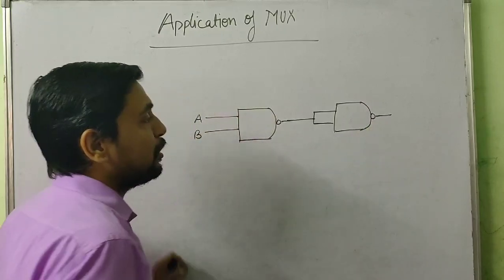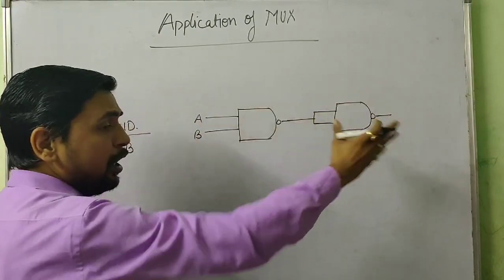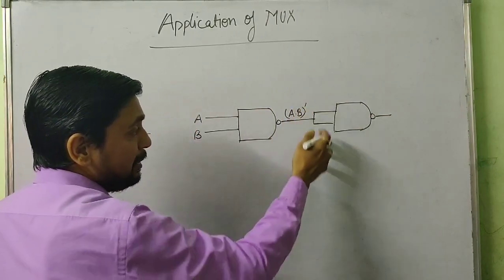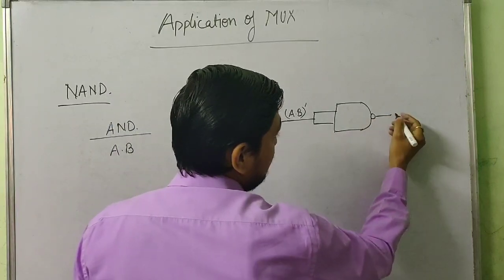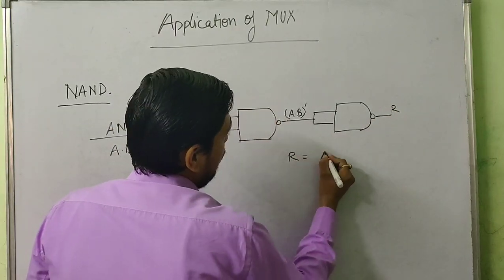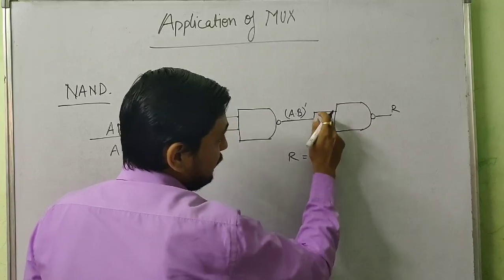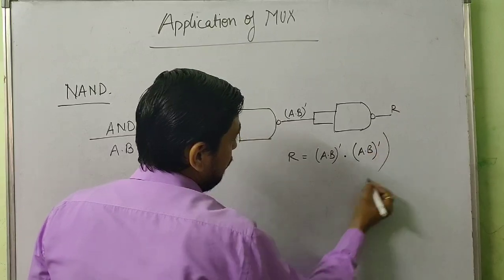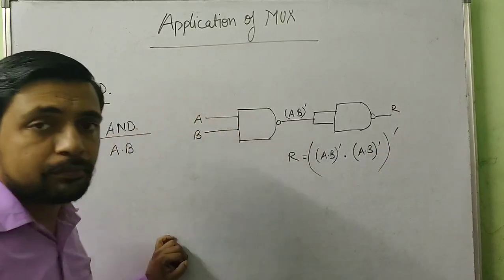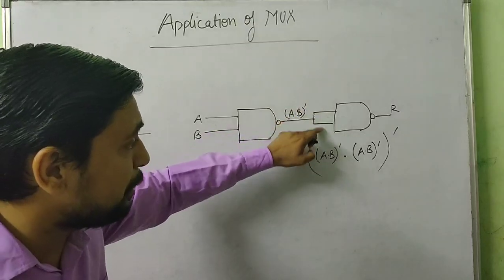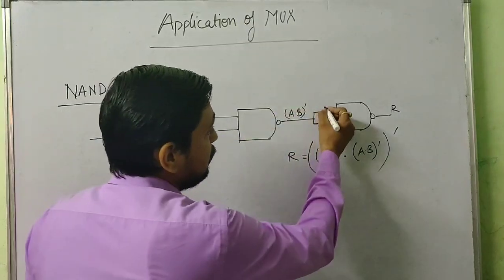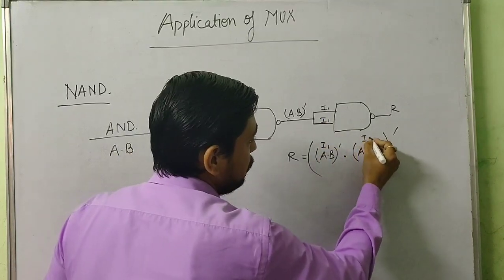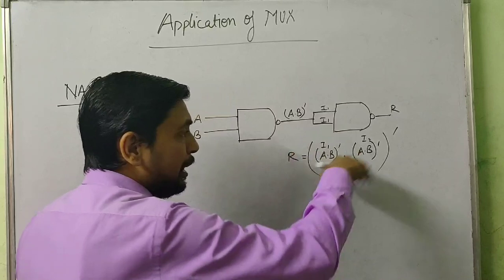Now let's see what is the result of this NAND gate, or the whole combinational circuit. So this is A and B whole complement. We are passing A and B whole complement to both inputs. So what will be the result here? R will become A and B whole complement's whole complement, because both the inputs are A and B whole complement. This is input 1, I1, and this is I2. We are ANDing I1 and I2 and taking its whole complement.